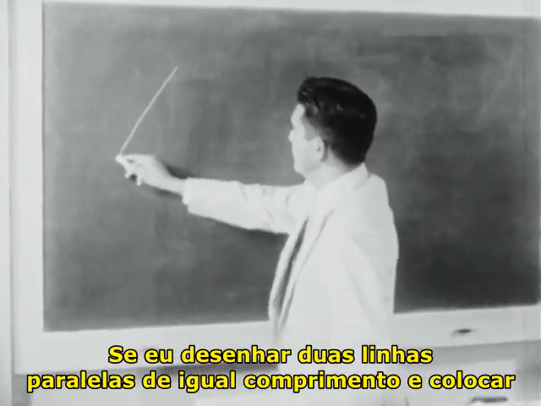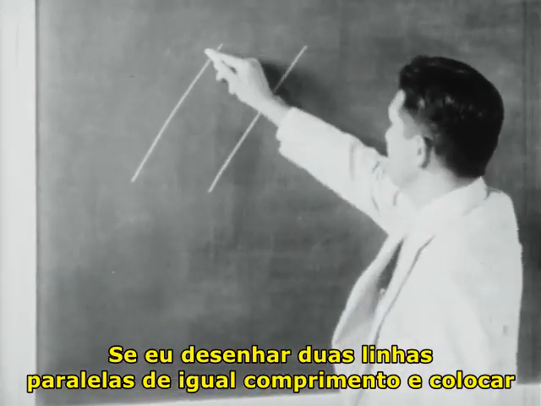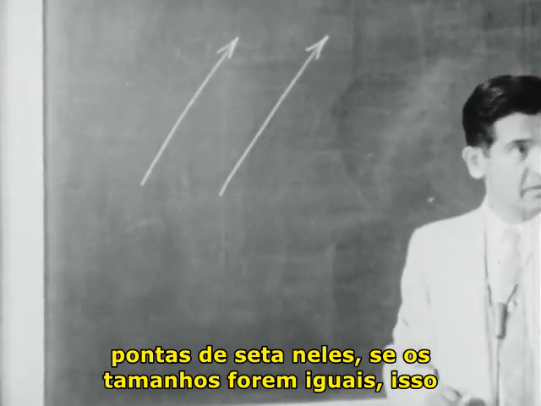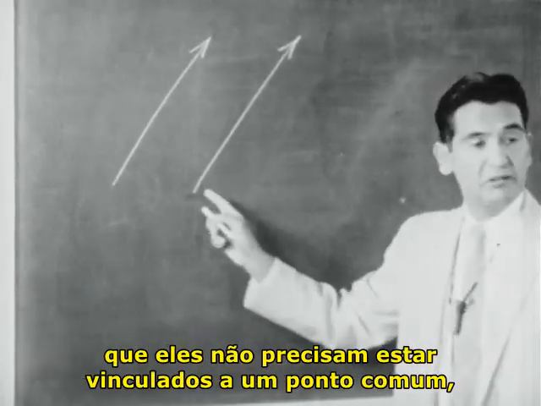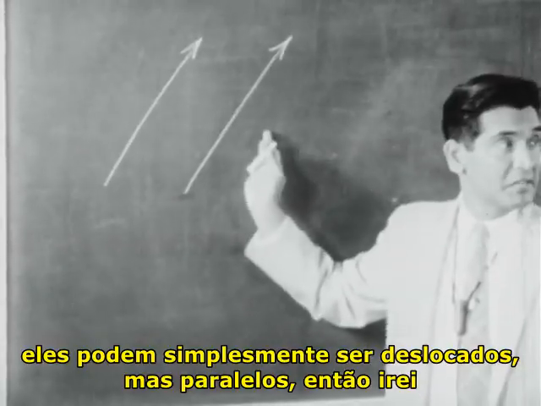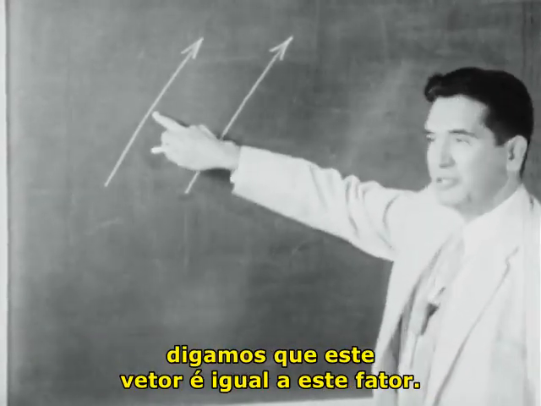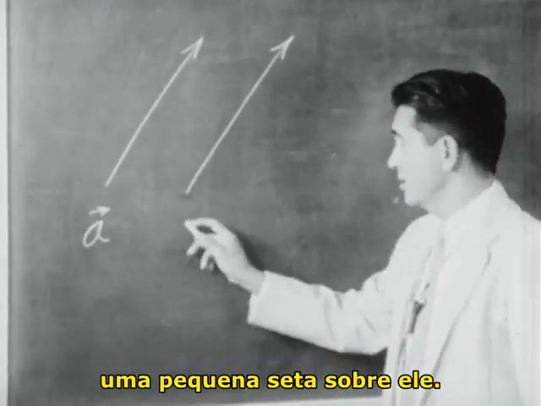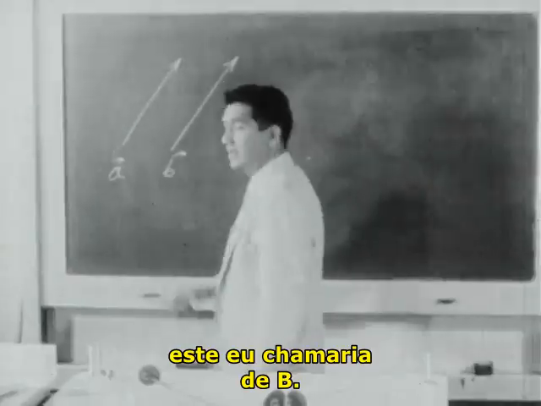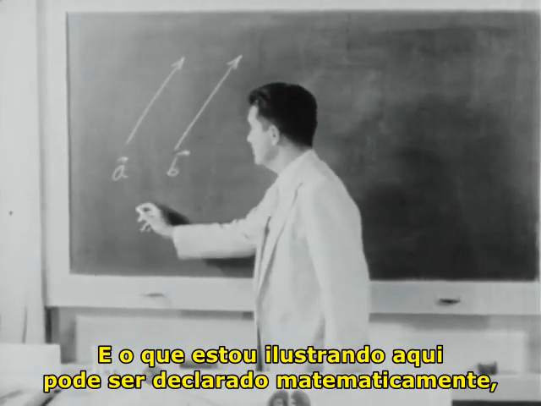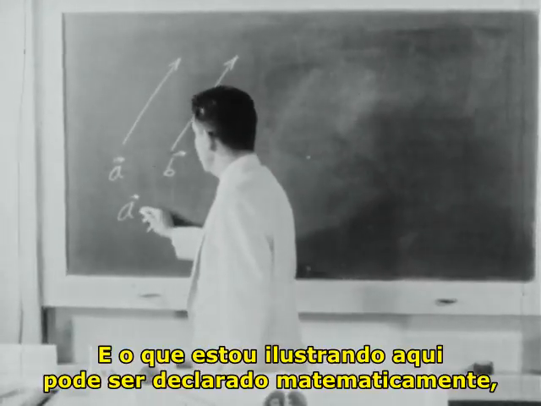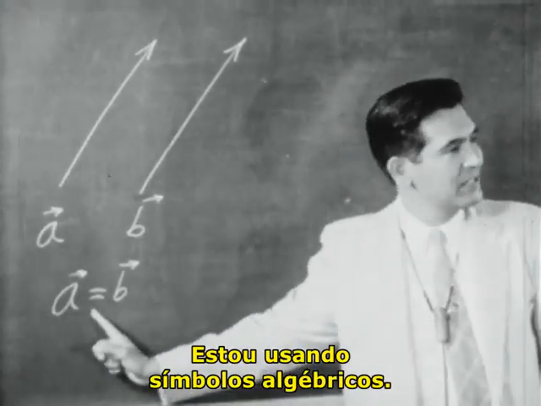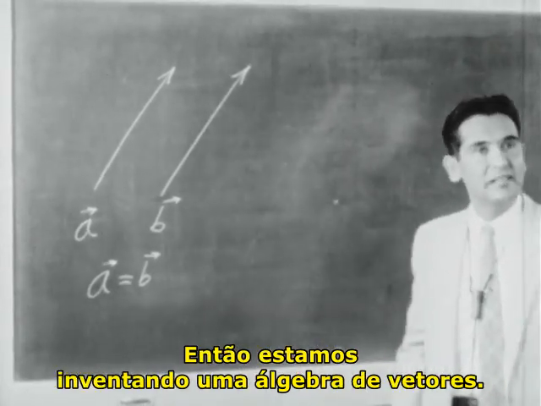If I draw two parallel lines of equal length and I put arrowheads on them, if the sizes are alike, that means magnitude. If the directions are alike, and notice that they don't have to be tied to a common point, they can simply be displaced but parallel, then I will say that this vector equals this vector. This is the kind of notation we will use, a letter with a little arrow over it. This one I will call B. And so I have two vectors, A and B, and what I am illustrating here can be stated mathematically, A equals B. See, it's the beginning of an algebra. I'm using algebraic symbols. So we're inventing an algebra of vectors.